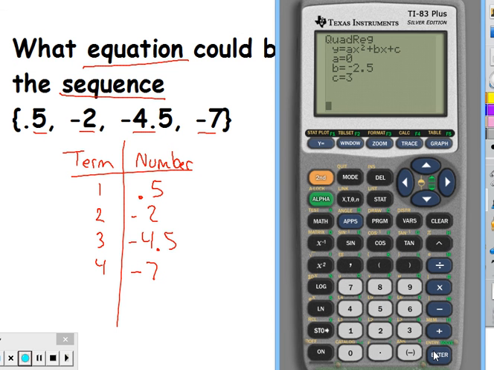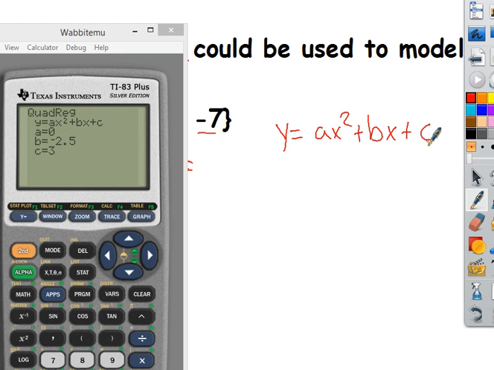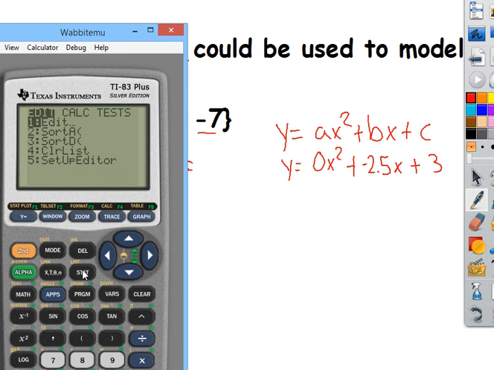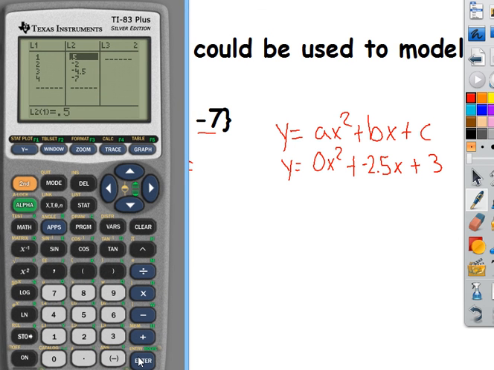Our equation needs to be written on your paper. So we have the equation y is equal to ax squared plus bx plus c. And in that equation, a is 0, so we replace a with 0. B is -2.5, so we replace it with -2.5. And C is 3, so we replace it with 3. Making sure I have those right values there. Yes.